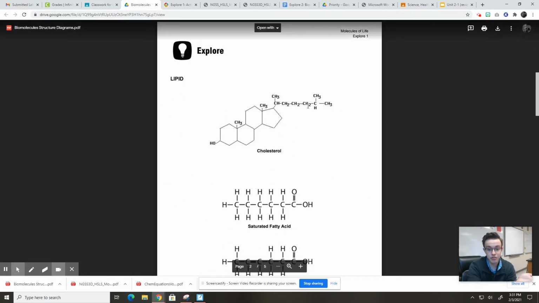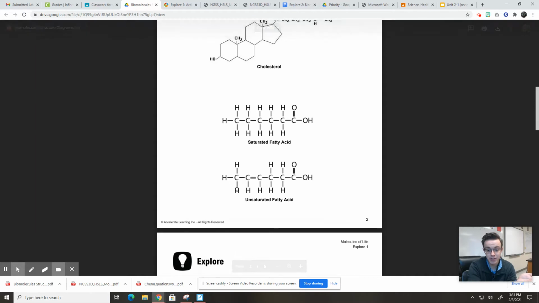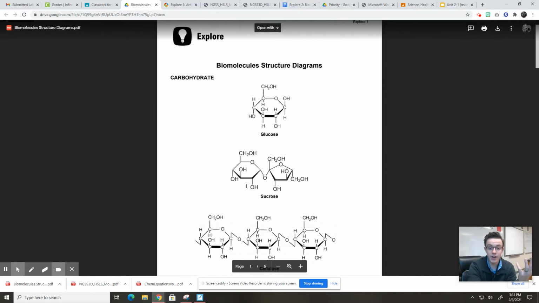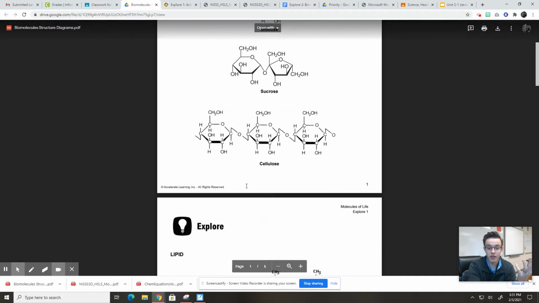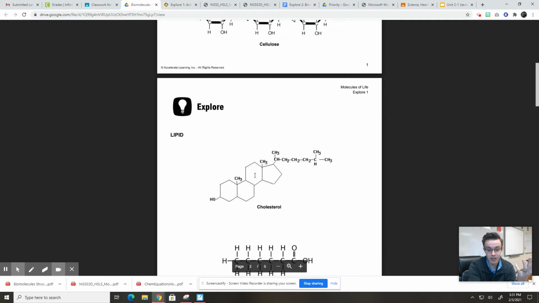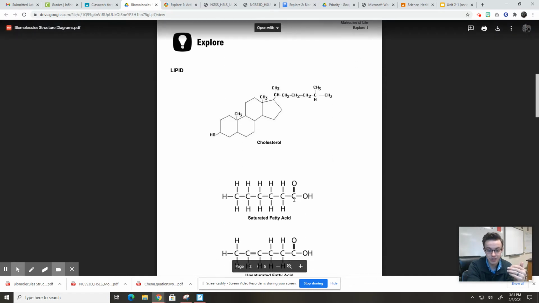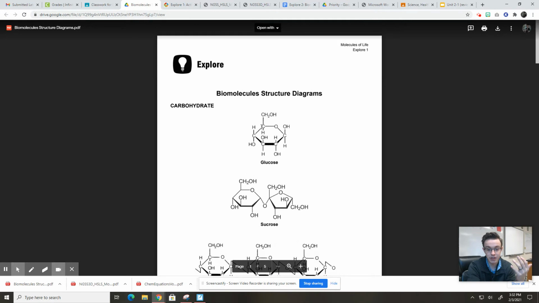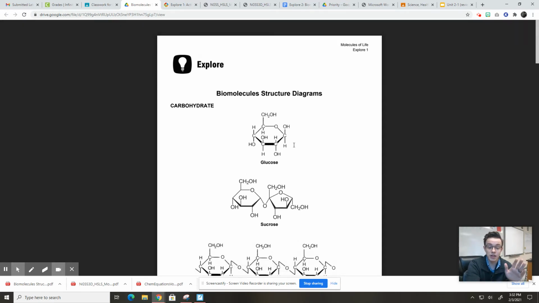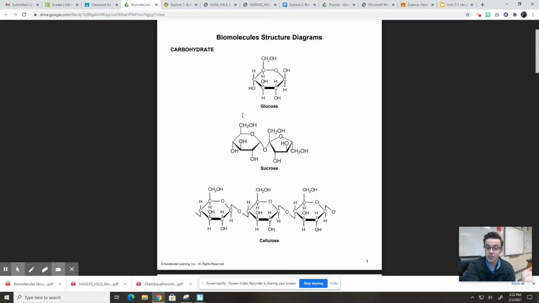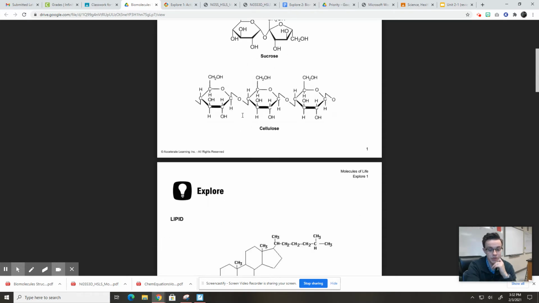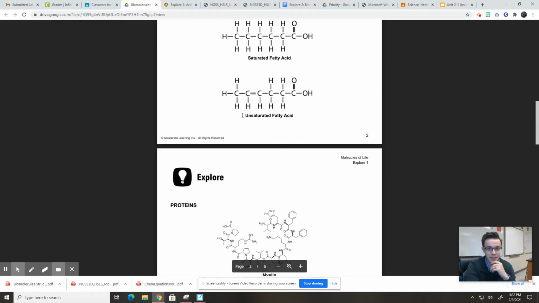Okay, and then it shows you the structure of a lipid, and you can tell that lipids in their structure are very different from carbohydrates. But if you notice the elements, this says carbon, hydrogen, oxygen, carbon, hydrogen, oxygen. And if you look at the carbohydrates, same three elements. So the elements are the same across carbs and lipids, and they're very similar across all four of the macromolecules, but the structures can vary widely.